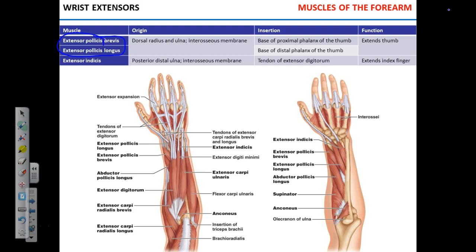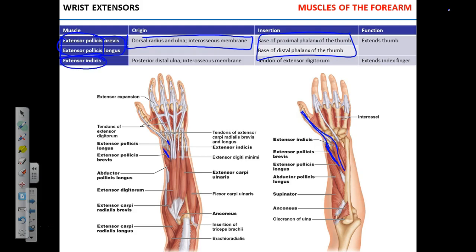Extensor pollicis. Well, obviously it extends. So you have extensor pollicis brevis and extensor pollicis longus. They all merge. They originate at the radius and ulna, and they are inserted into the thumb phalanges. This is what they do. When you show this sign, that's extensor pollicis.